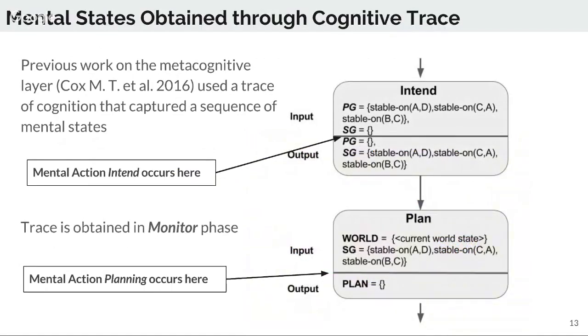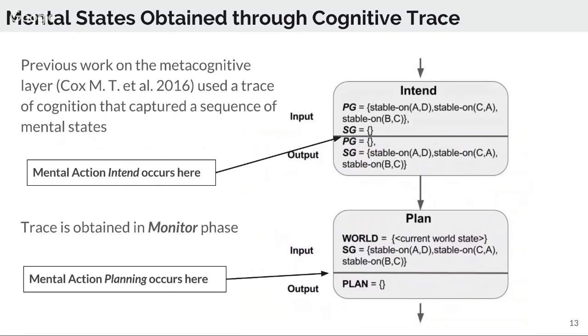Mental states are obtained through a cognitive trace, and this happens in the monitor phase. This is an example of the intend phase, or rather the module inside the intend phase, which is just doing goal selection. Here on the right, PG stands for pending goals, and there are 3 goals related to blocks in a blocks world domain. SG means selected goals. In this horizontal line is where the mental action intend occurs. We see that in this case, all 3 goals have been selected for the agent to pursue. Then the next phase is plan.